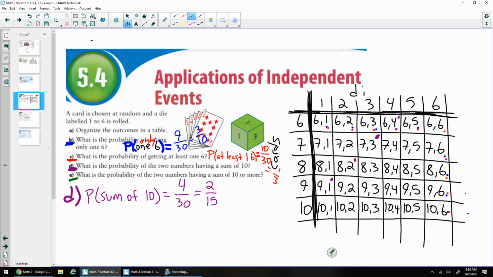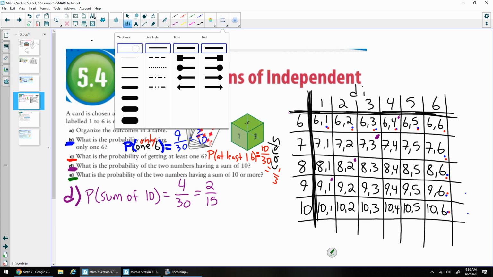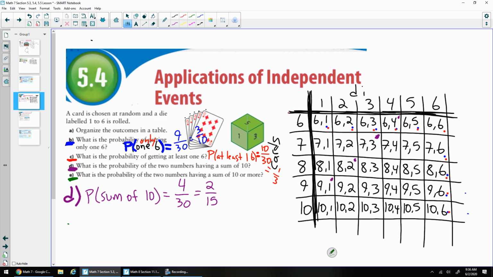Okay, and so E, lastly, is what is the probability of two numbers having a sum of 10 or more? So sum of 10 or more. English is important here, because the sum of 10 or more means that the sum of 10 is favorable. So all these ones that we looked at before, this one, this one, this one, this one, those are all favorable, but also anything more than that, which is going to mean anything to the right of each of these on the horizontal line. So this one and this one would add up to more than 10.